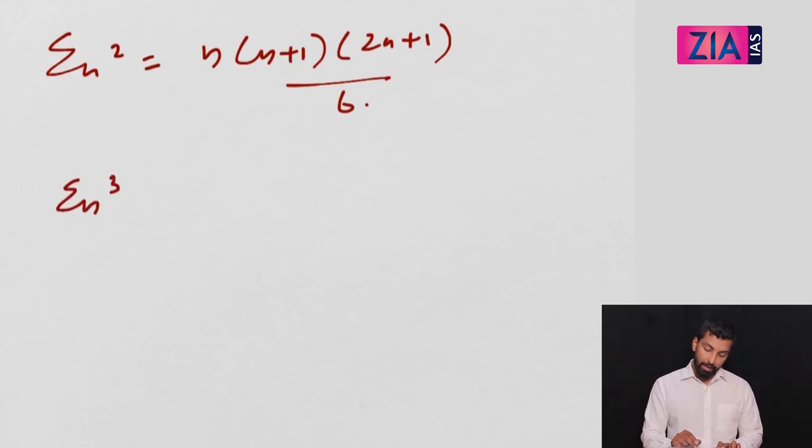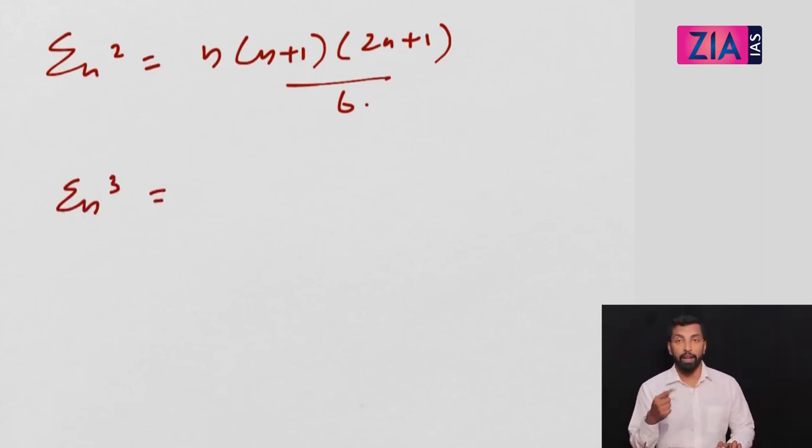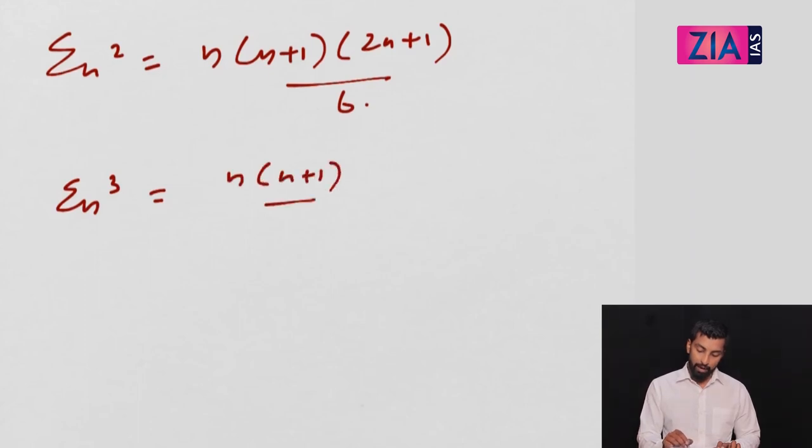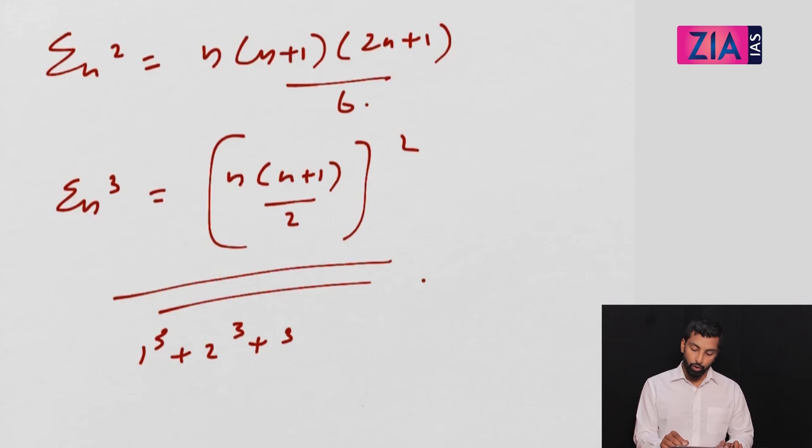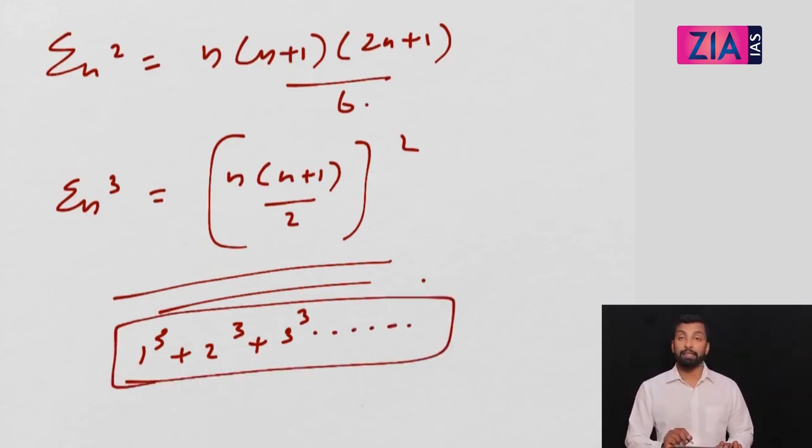Similarly, sigma n cube is equal to, we already know what sigma n is, right? So sigma n is n into n plus 1 divided by 2. Take the square of it, that is sigma n cube. What is sigma n cube? 1 cube plus 2 cube plus 3 cube etc. So cubes of first n natural numbers, that is sigma n cube. Squares of first n natural numbers, that is sigma n square. Sum of first n natural numbers, that is sigma n.